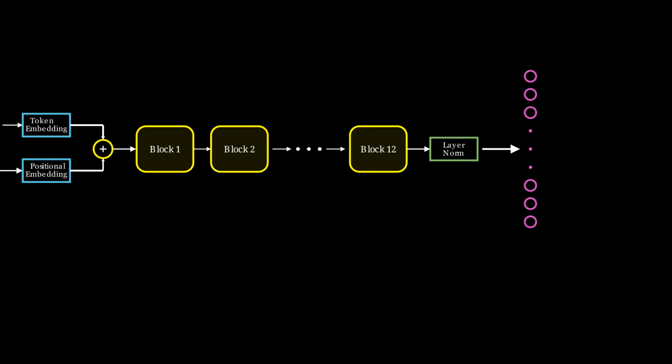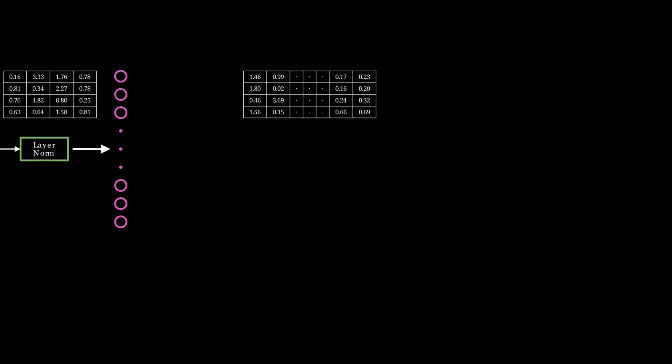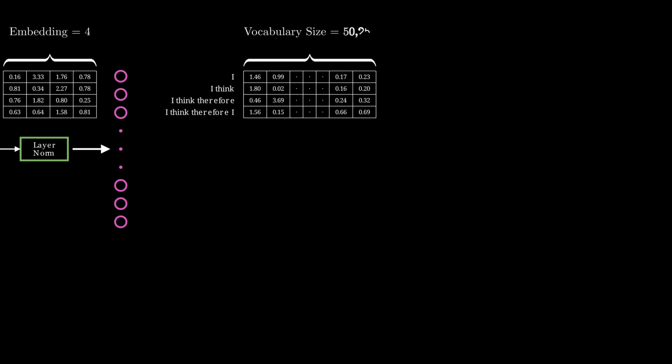Then we feed that into the output layer, also called the language modeling head. This head is a single linear layer that maps from the model dimension, 4 in our example, to the vocabulary size. So for our sequence length 4, the output is a matrix of shape sequence length by vocabulary size. Each row contains the logits for predicting the next token at that position.